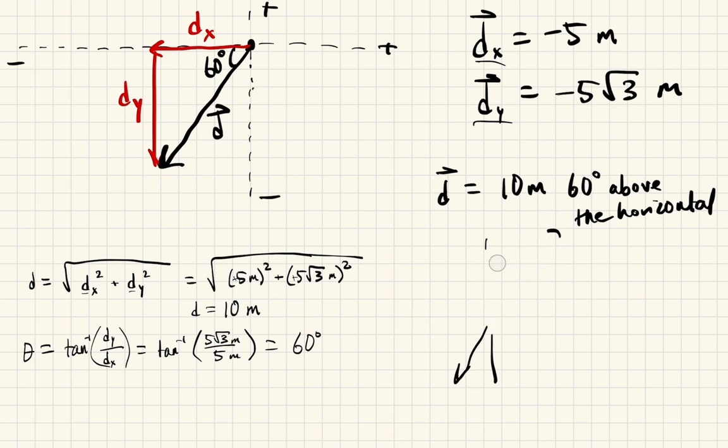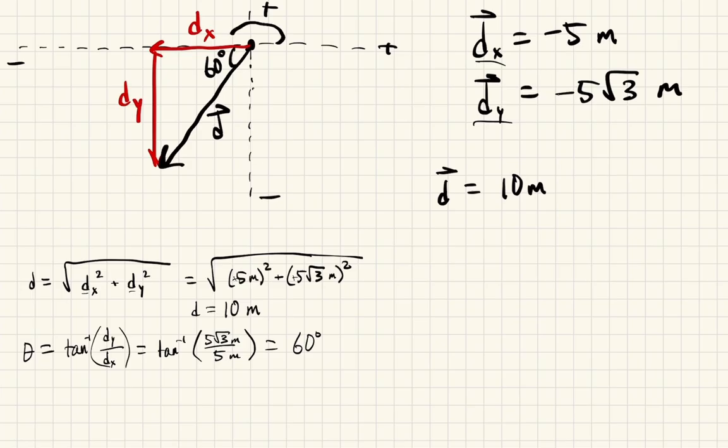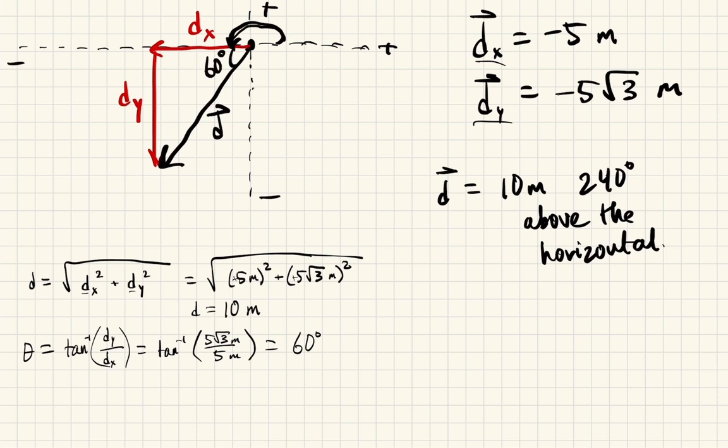So although the angle between the x-axis and the vector is 60 degrees, we need to account for the angle from here all the way to here. And that angle is 180 degrees. And we'll add 60 degrees to that. And so our answer would have to be then 10 meters, 240 degrees above the horizontal. Because the horizontal starts at the positive x-axis, and then we go counterclockwise until we reach the direction that we want for our vector, okay?